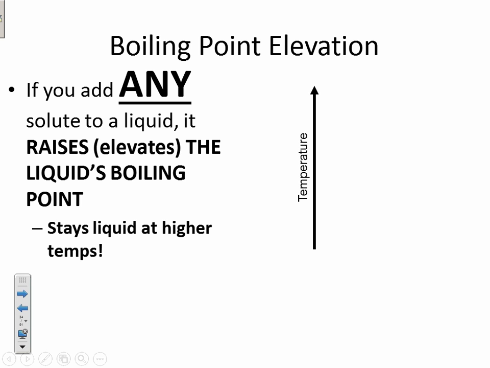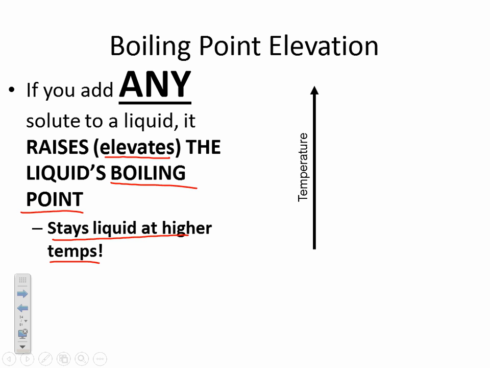Boiling point elevation. What is boiling point elevation? If you add any solute to a liquid, any at all, it could be anything, it will raise, i.e. elevate, that's why we call it boiling point elevation, it will raise the liquid's boiling point. So any solute at all that you put into water, water's boiling point is 100 degrees Celsius. You put any solute at all in that. Now you're going to push the boiling point to be a higher temperature. So it will stay a liquid at higher than normal temperatures.